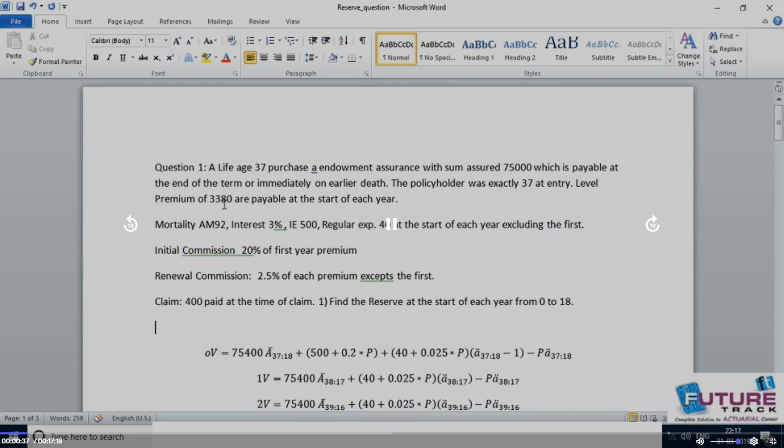So the first task is to write the equations. Age is 37, the level premium is given. So let me write the equations here. AM92 mortality. See, my 0V is this. Initial expense is 500, plus assured plus regular expense, claim expense is given, initial commission is given, renewal commission is given.